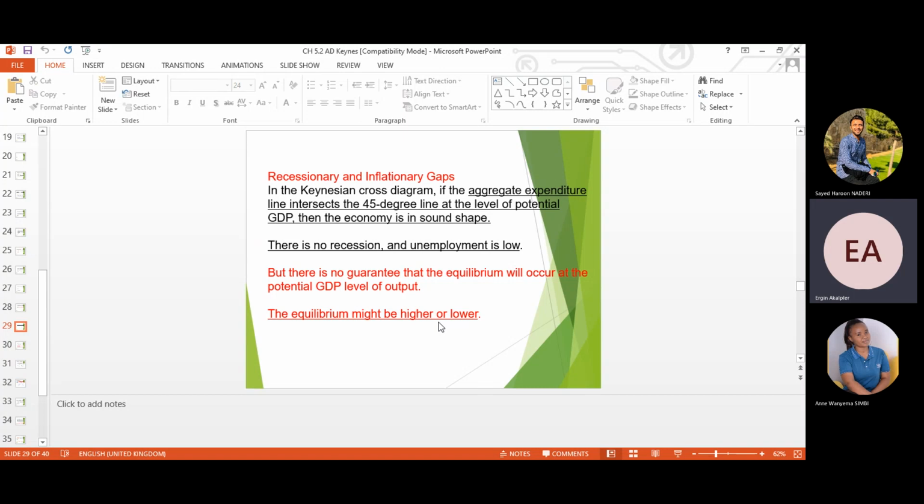And the recessionary and inflationary gaps in the Keynesian cross diagram: if the aggregate expenditure line intersects the 45-degree line at the level of potential GDP, then the economy is in sound shape. There is no recession and unemployment is low, supposedly, but there is no guarantee that the equilibrium will occur at the potential GDP level of output. The equilibrium might be higher or lower. It depends, of course. When you are going to calculate, you will then determine.